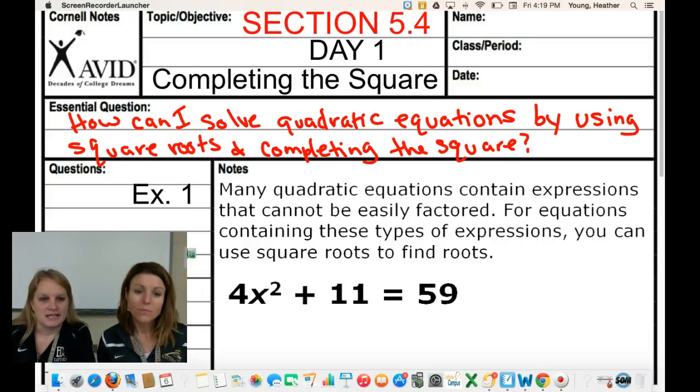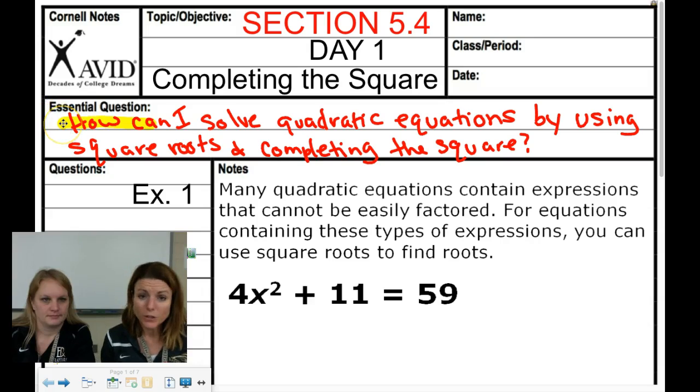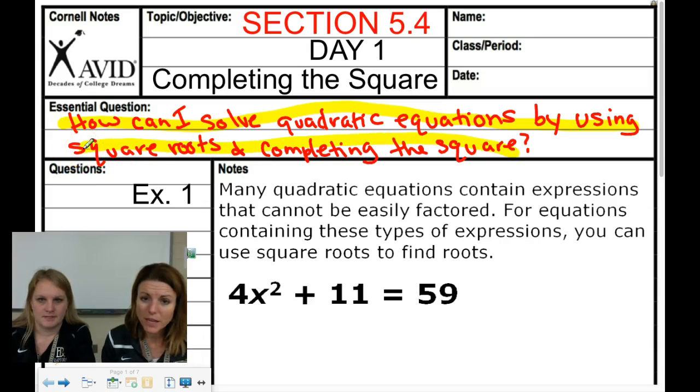All right, so today's lesson, we're going to be completing the square, and again, it's a 2-day lesson. So today's essential question is, how can I solve quadratic equations by using square roots and by completing the square? We're still solving quadratic equations, meaning we're finding the roots, the x-intercepts, and we're also finding the zeros. Remember, it means the same thing.